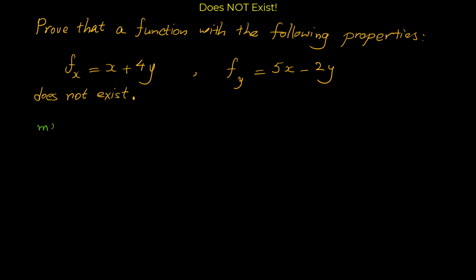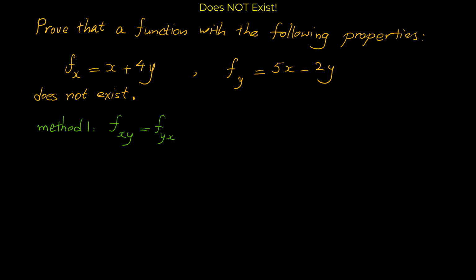I will show you here two methods for solving this question to show that such a function does not exist. The first method is based on Clairaut's theorem. What was Clairaut's theorem? Let me remind you. Based on Clairaut's theorem, we know that fxy, the mixed partial derivative of f with respect to x, then y, should be equal to the partial derivative of f with respect to y, then x. The order of differentiation does not matter, and mixed partial derivatives are equal if they are continuous.